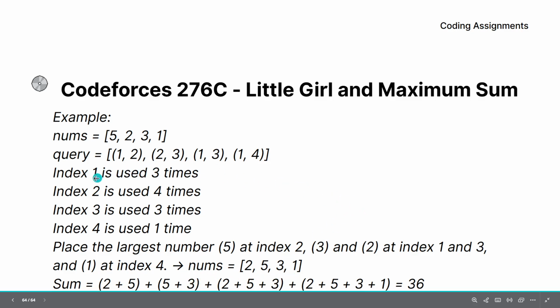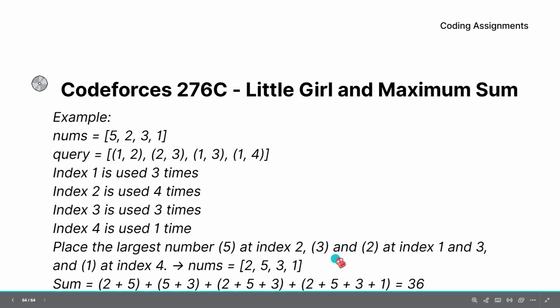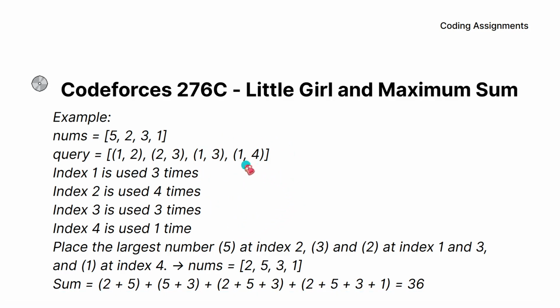So we will count. We see that index 1 is used 3 times in the queries, in this one, and this one. And index 2 is used 4 times, in all 4 queries. Index 3 is used 3 times, and index 4 is used 1 time. So we will take the largest number and put it at the most used index, which is 5 at index 2. And we repeat that process until we have placed all the numbers.